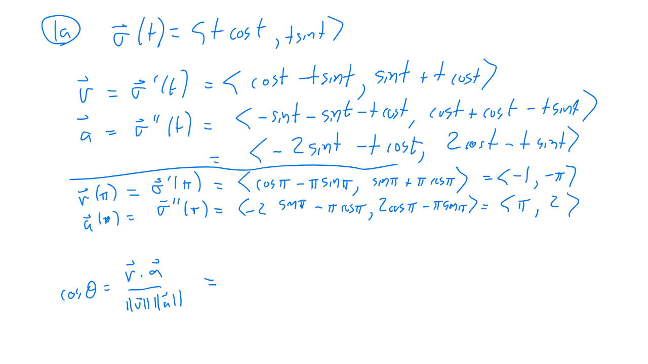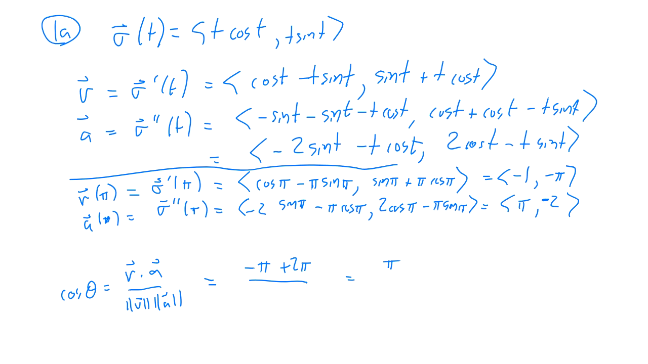So v dotted with a is negative pi minus 2 pi. So it looks like my numerator is, wait a minute, are my signs correct? Oh, cosine of pi is negative 1. So this is a negative 2 right here. So that's negative pi plus 2 pi. My numerator is pi.